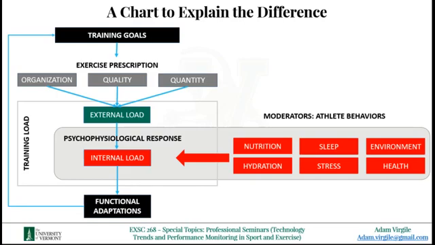So those things that we're doing in our exercise prescription, the sets, the reps, the sprint distances, the accelerations, decelerations, all that stuff are all components of external load. Now, as practitioners, if we look at external load, we have a good idea of what the athlete or exerciser has accomplished, which is really valuable.